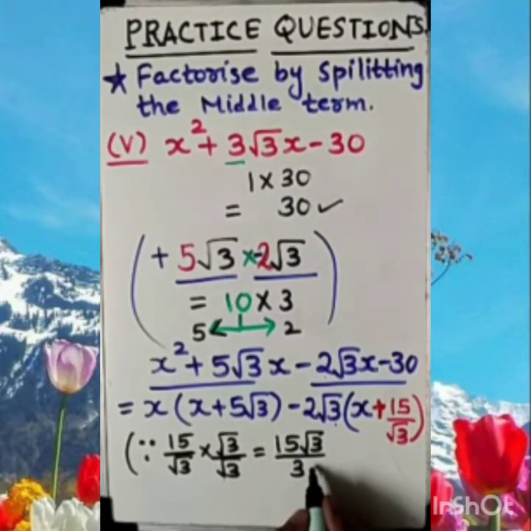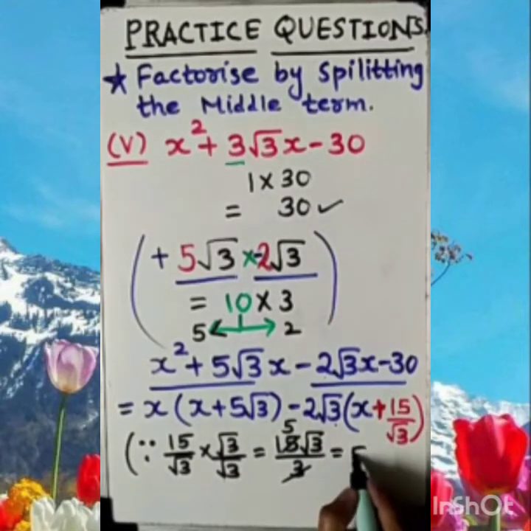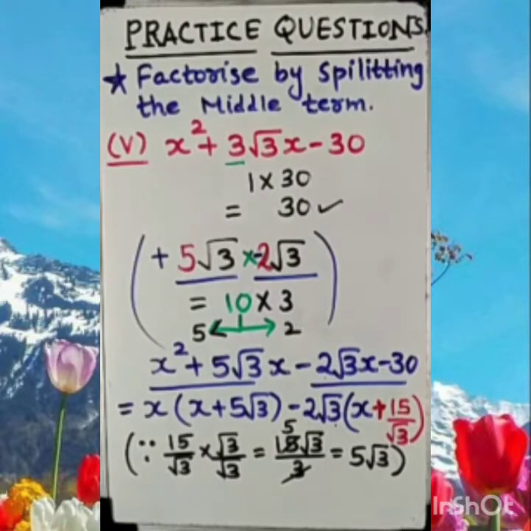Clear? So after simplification, we will have here 5 root 3. So dear student, here successfully I have proved that in place of 15 upon root 3, we can write 5 root 3. So what will our equation look like? Let's see how our polynomial will look.